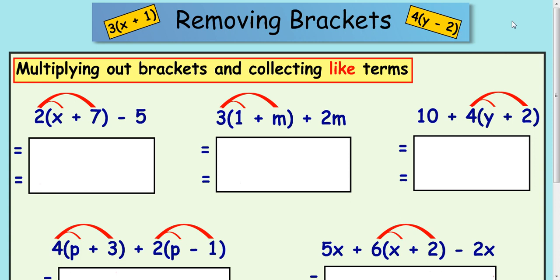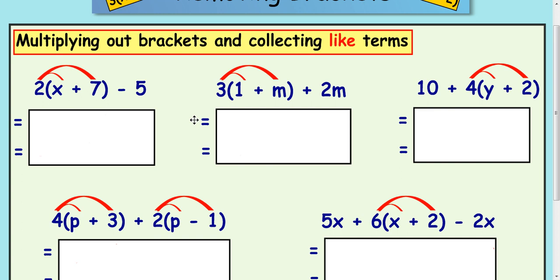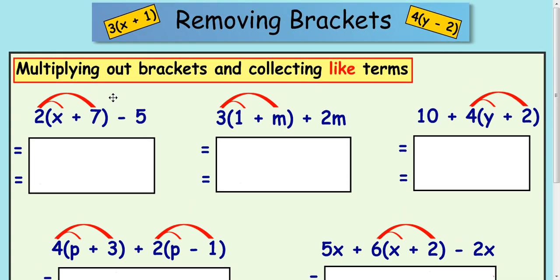In this lesson we're going to again look at multiplying out brackets, but we're going to have an additional part here to collect terms together. As you can see in the first example, there's more than just the multiplying of the brackets out. We've got this takeaway 5 to deal with. And you can see in the other examples it's slightly more complicated than the ones we've been doing. So this is how we do it.